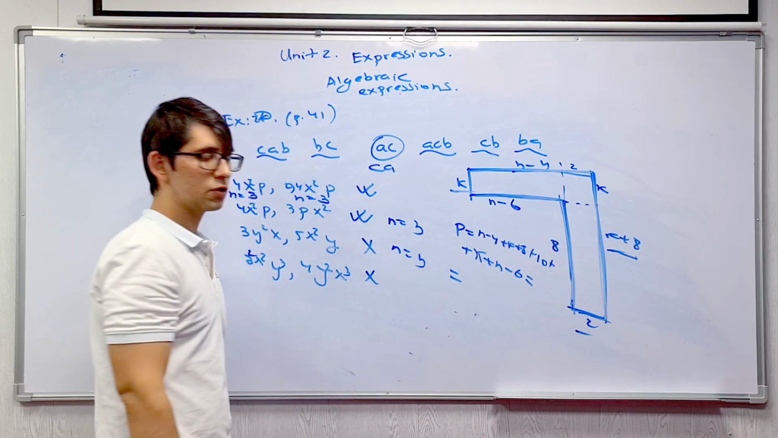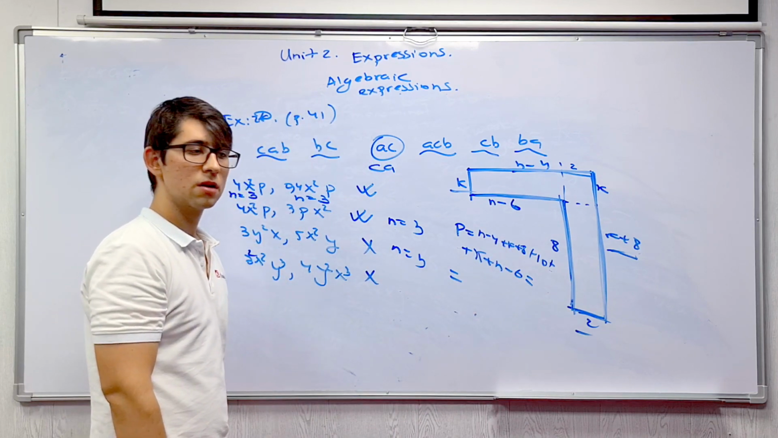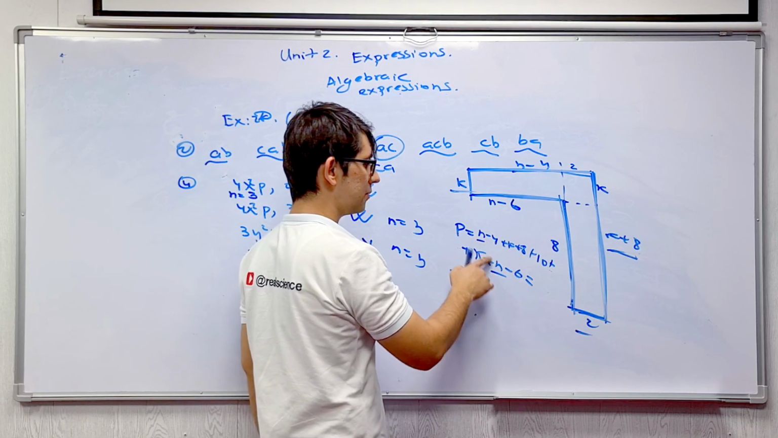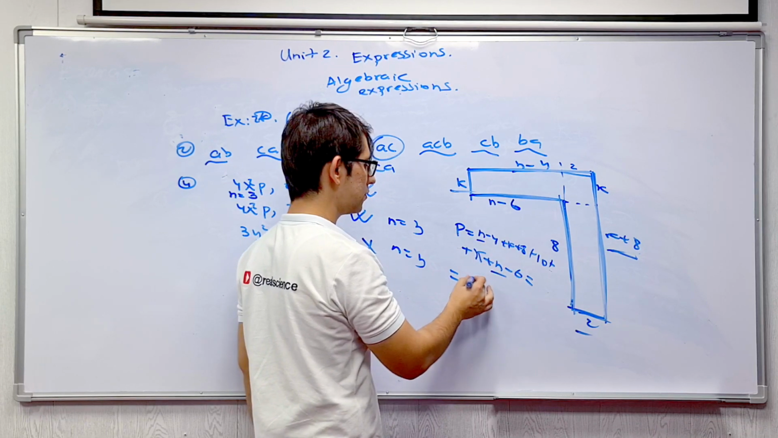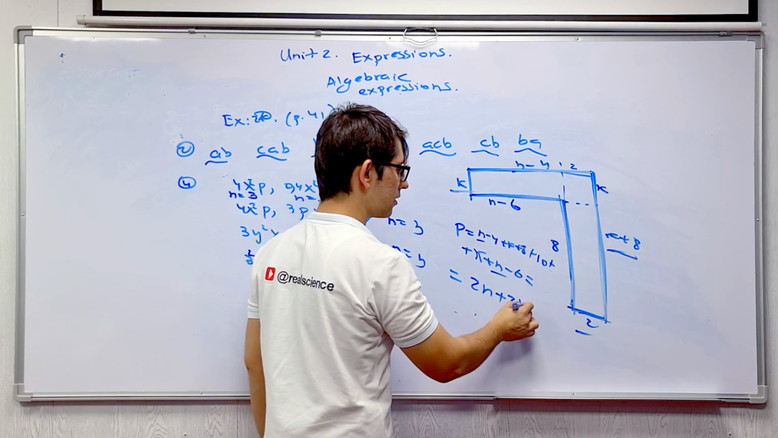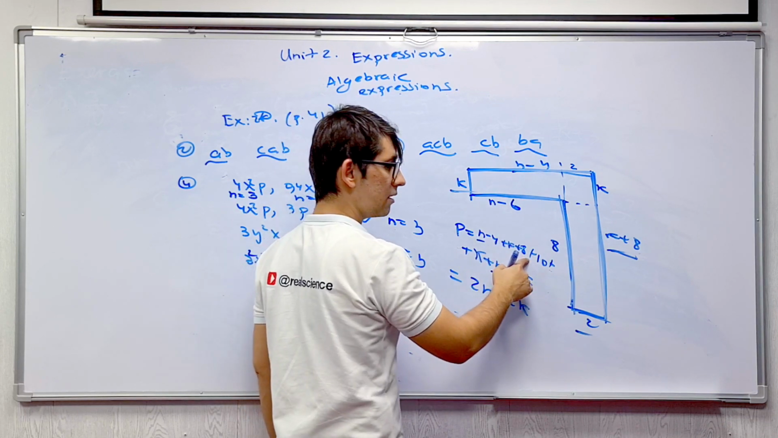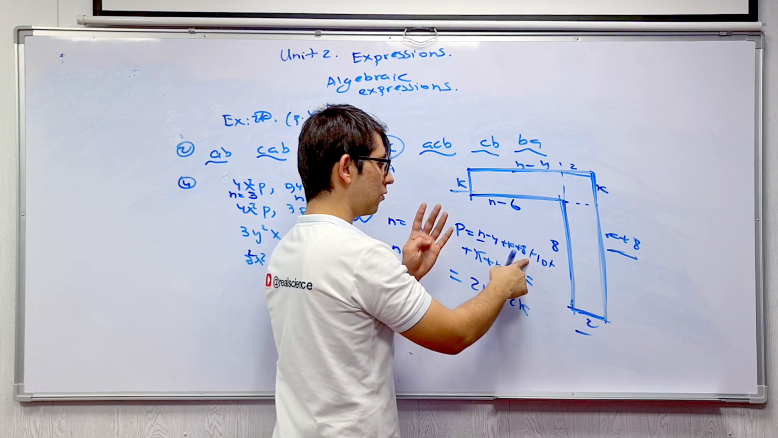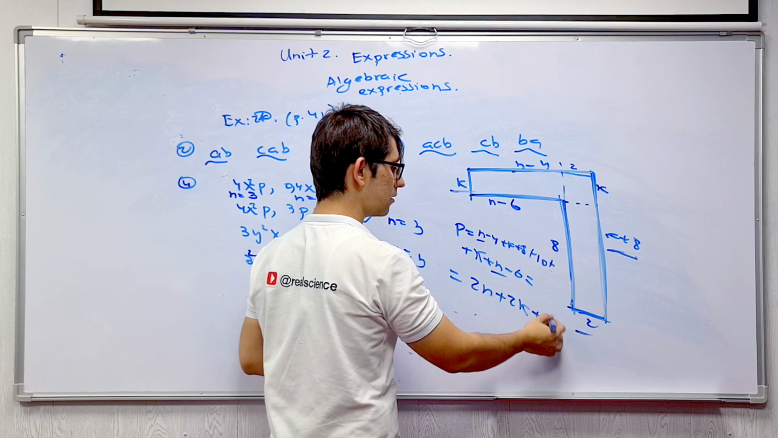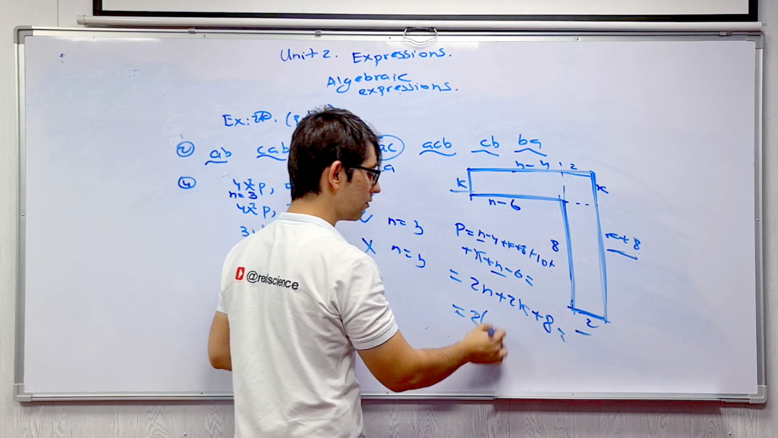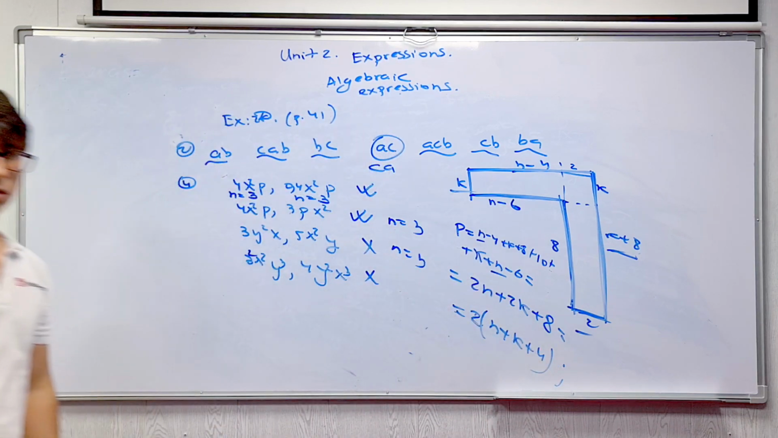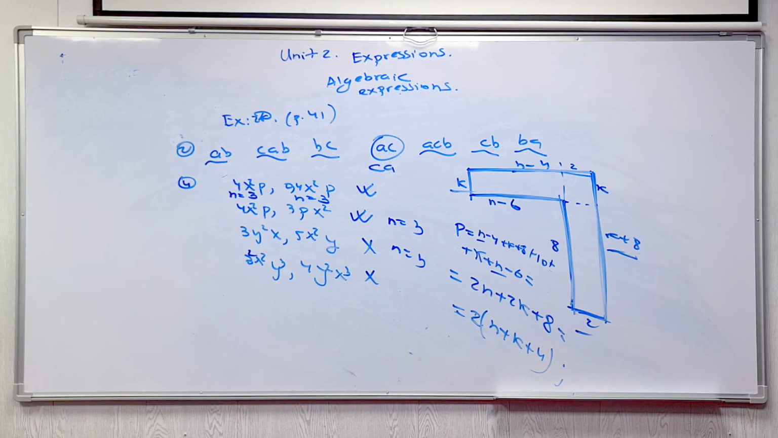Do you have similar terms here? N plus n will be 2n, k plus k will be 2k. Minus 4 plus 8 is 4, 4 plus 10 is 14, 14 minus 6 is 8. Or you can take 2 out of the bracket, leaving it in this form: n plus k plus 4.